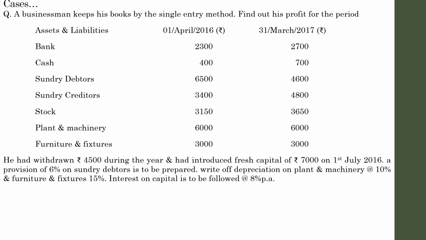So let us deal with that. First of all, let us begin with the opening statement of affairs and the closing statement of affairs. Previously we have learned about first preparing the opening statement of affairs, and after that preparing the closing statement of affairs. But in this question we can use a peculiar method of preparing a statement of affairs. It is otherwise known as the columnar form of preparing the statement of affairs. So let us go through that.